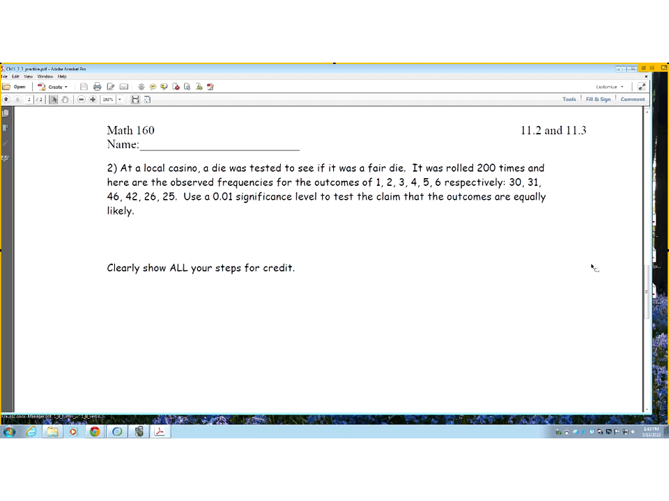So the first mean is equal to the second, is equal to the third, is equal to the fourth. So the claim is that the mean weight is the same for all of the diets. So that means that the alternate hypothesis says that at least one of the means is different from the other. All right, so that is your first step.